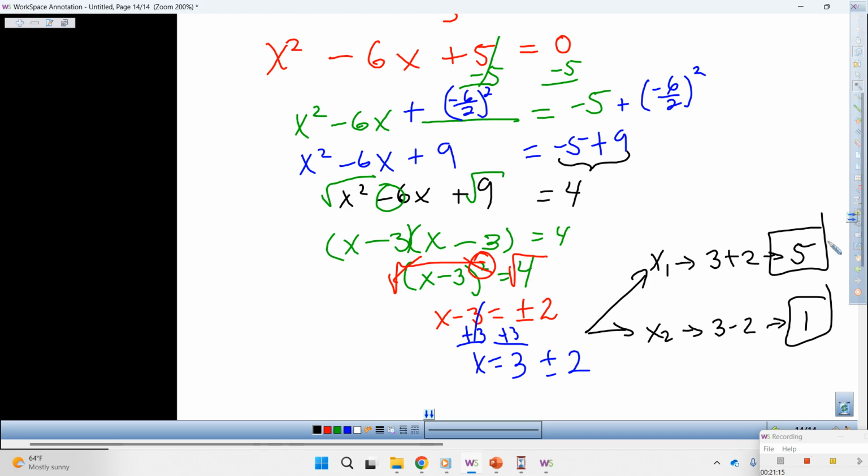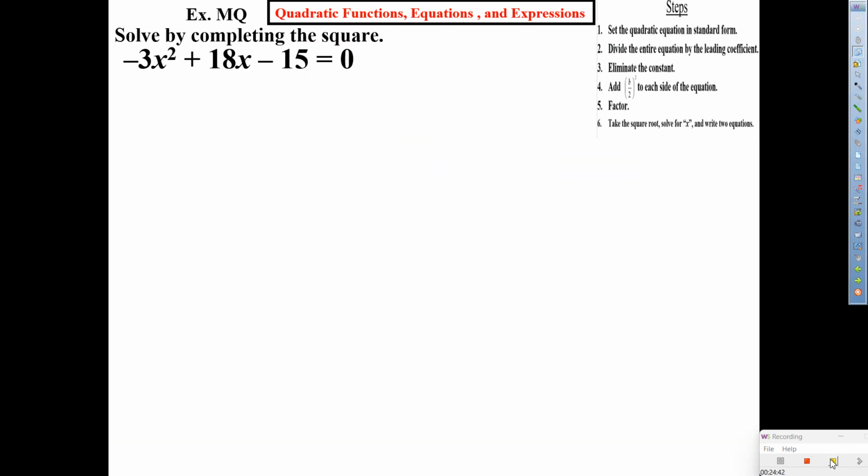From 1 to 5, how comfortable are you with this? Now you see the process. Now you see why I had you dividing by 1 because of the leading coefficient. Yes? All right. So send me your notes, please, on your screen.